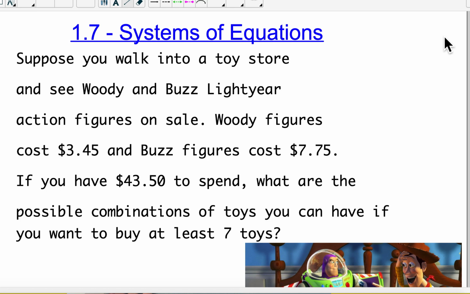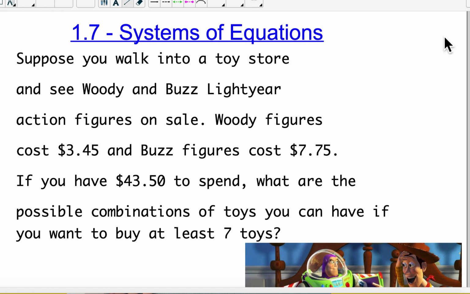All right, last lesson in Unit 1. It's systems of equations, so it's an Algebra 1 standard. Nothing really new going on for stuff today, but we're going to start with a word problem, which actually is going to be a system of inequalities with this one, but we're going to solve it by graphing, so similar ideas. So we are buying Toy Story action figures here.